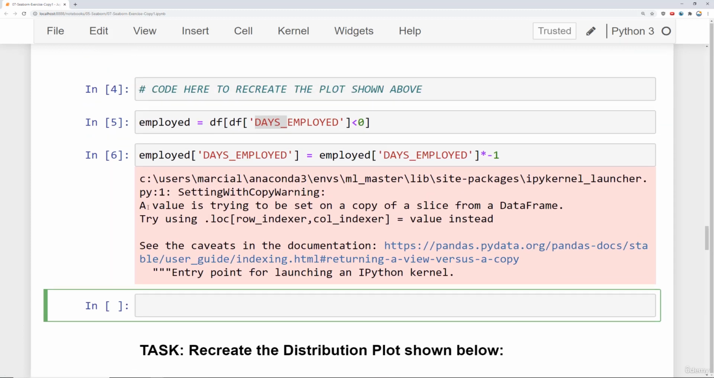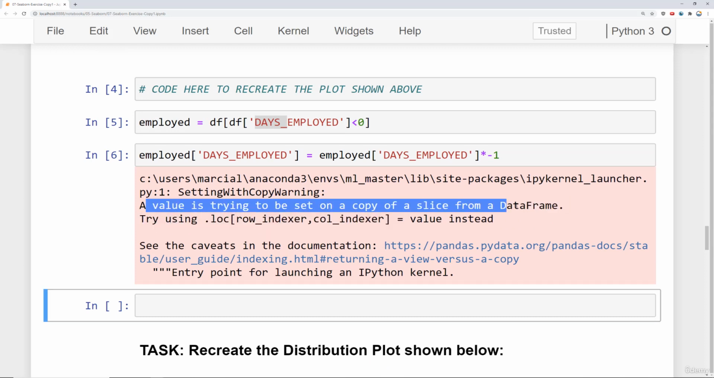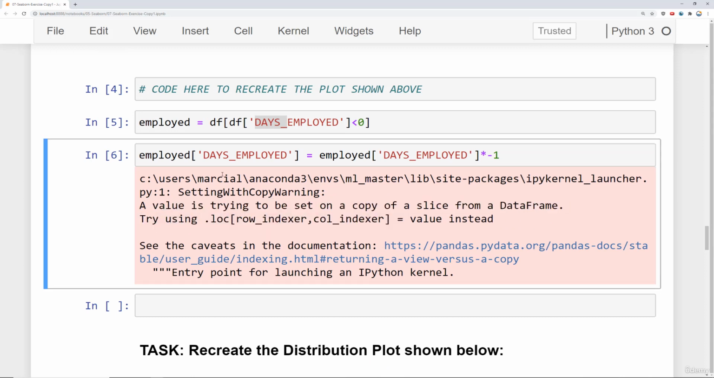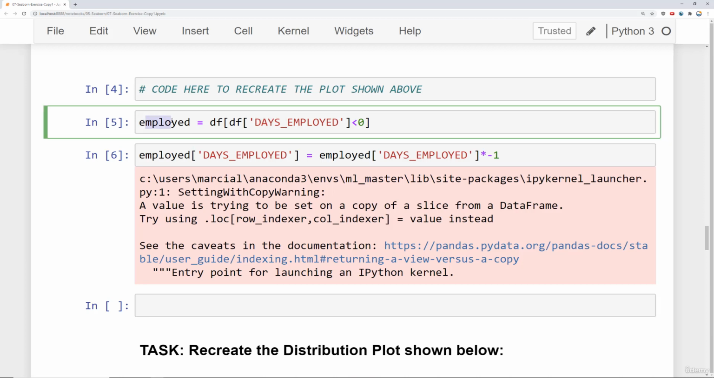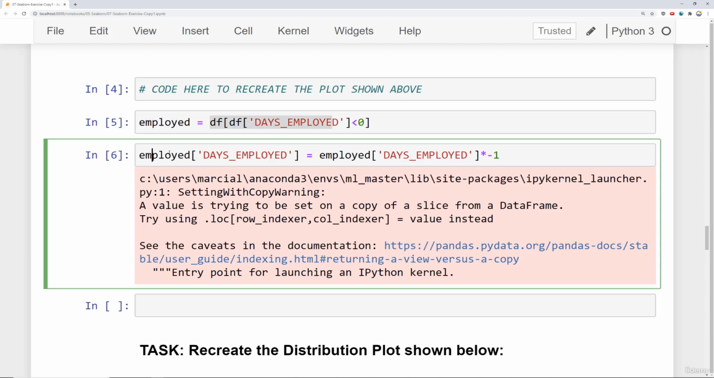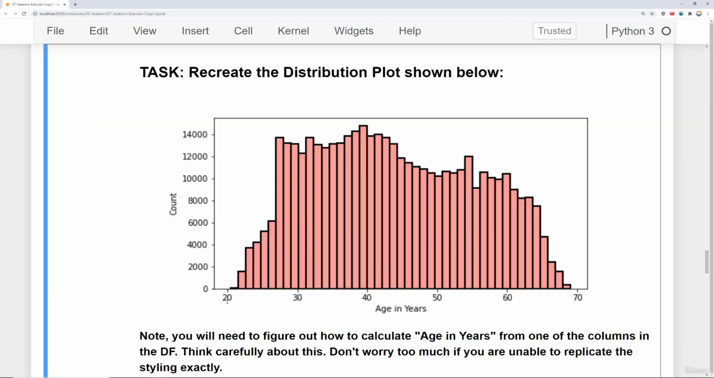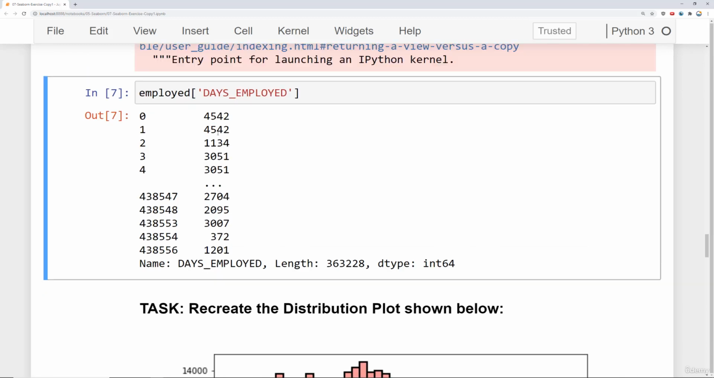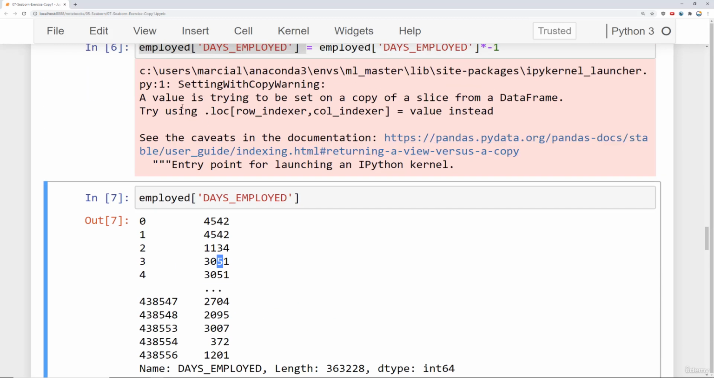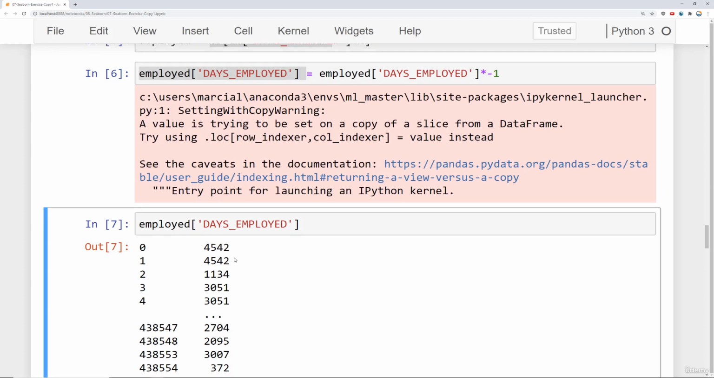And keep in mind, you may get this issue or warning of a value is trying to be set on a copy of a slice of a data frame. For this case, that's totally okay. It's basically just telling you that employed right now is kind of still pointing at this original data frame, which is a filter, and now you're kind of resetting based off that. But now if we actually take a look at days employed and take a look at that series, you'll notice that they are actually all still positive. So if you get this error, don't worry about it as long as the results are what you expect. Okay, so that's days employed.